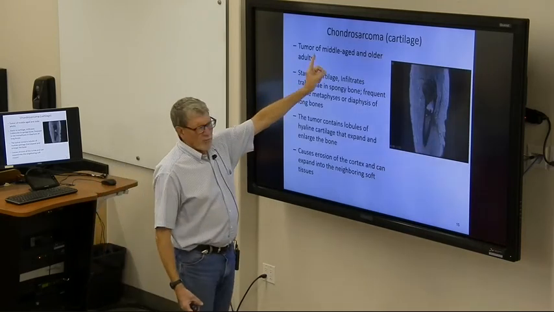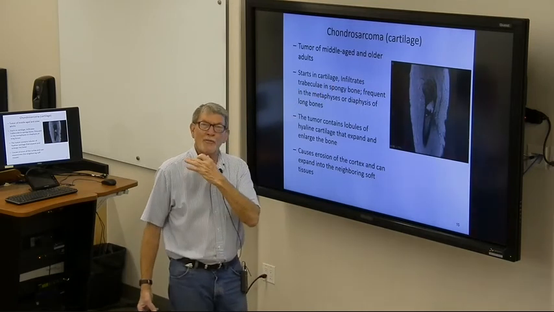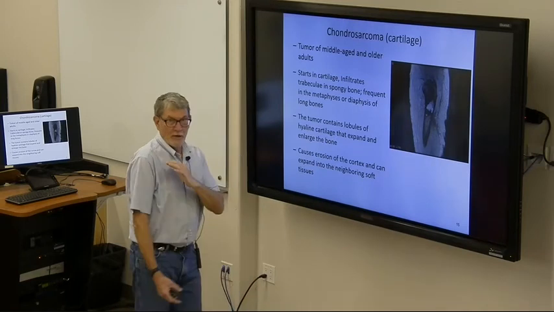Chondrosarcoma: a little bit older people will tend to develop tumors of the cartilages on the ends of the bones.